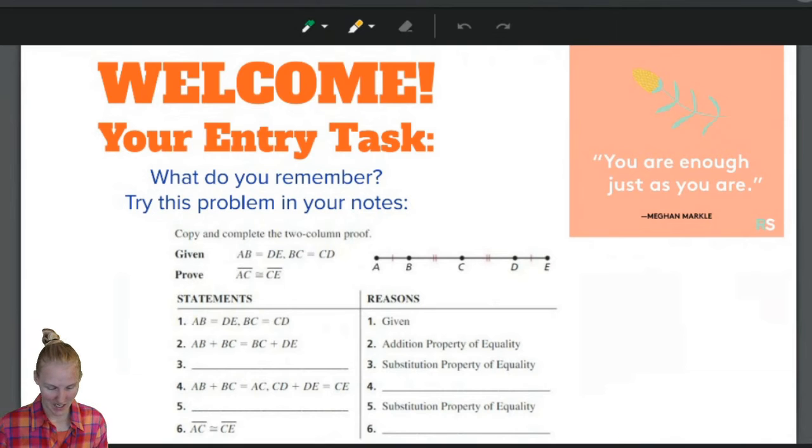Okay. Complete the two-column proof. Given AB is the same as DE, okay, that's why they put the tick marks there, that's good. Given that BC is the same as CD, beautiful, they put the tick marks there. So everything that's given has been marked on our diagram, that's good. We want to prove that AC is the same as CE. Oh, okay, this is similar to a proof we've seen before.